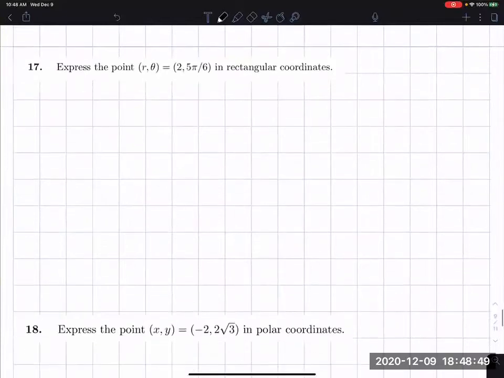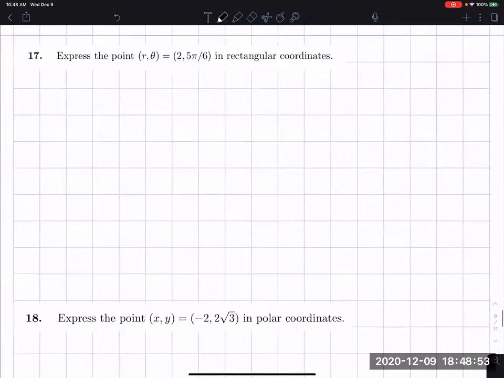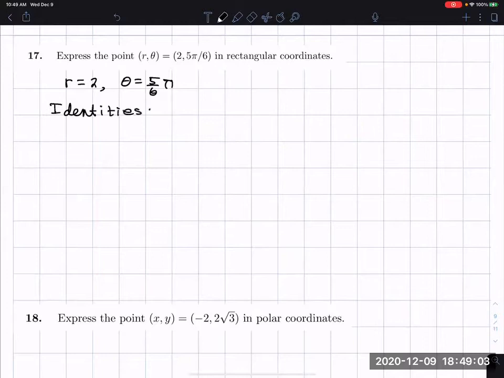All right, express the point in rectangular coordinates. Well, what we're saying is that, as it's shown here, r is 2 and theta is 5/6 pi. We have these identities that we use, that x is equal to r cosine theta. So that's going to give us that x is equal to 2 times cosine 5/6 pi. And so I have to evaluate that.